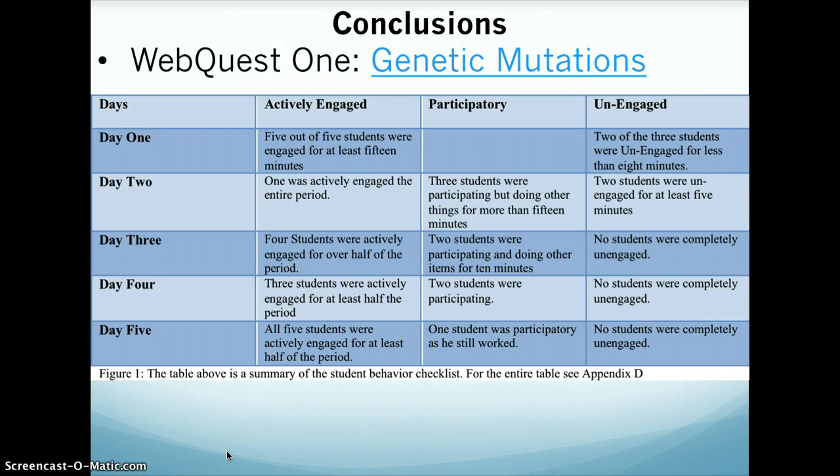My conclusions on WebQuest 1, as you can see, I went through each day and I said whether the students were actively engaged, participatory, or unengaged. And if you notice this figure 1, the table above is a summary. If you actually look at the action research itself, in my appendix, I have a detailed listing of the student behavior checklist for each single day and for each single student.